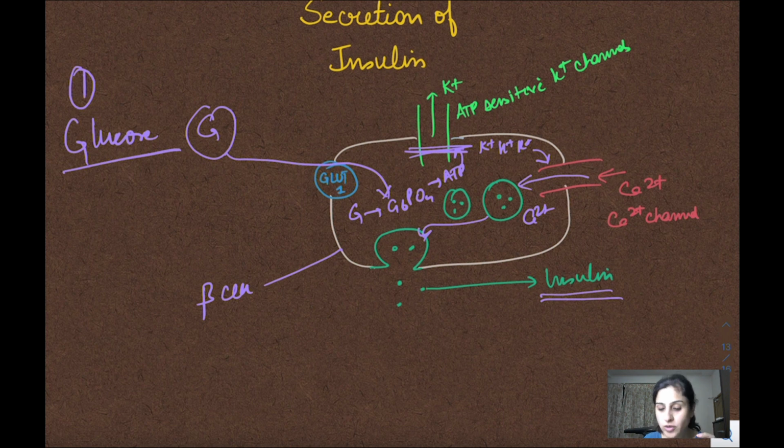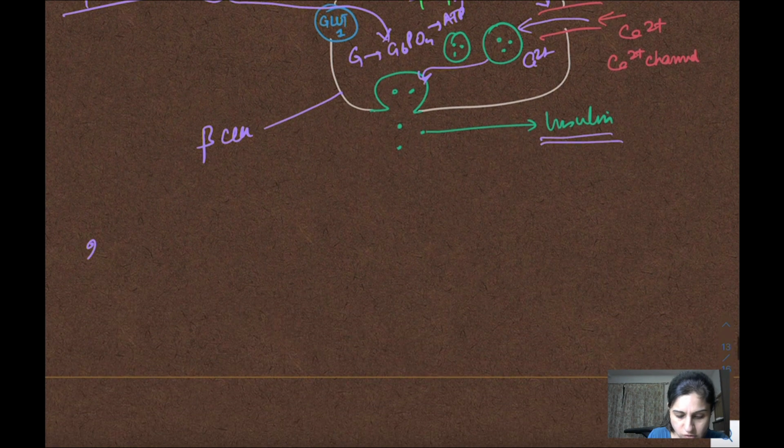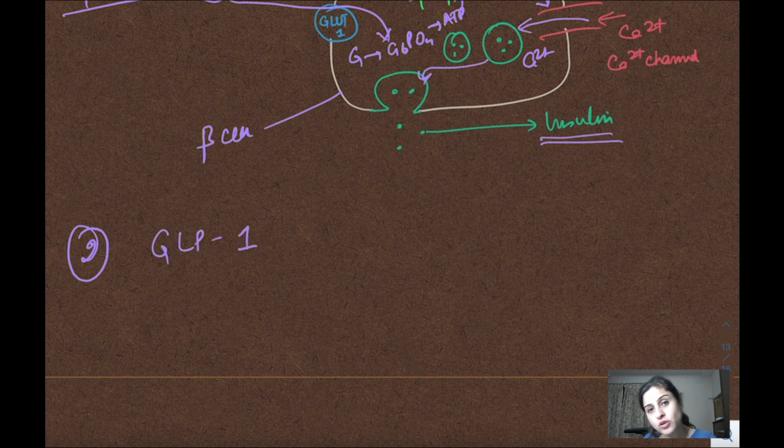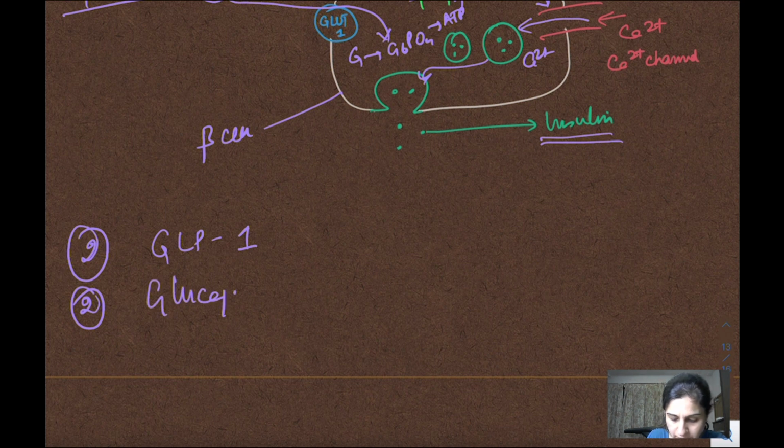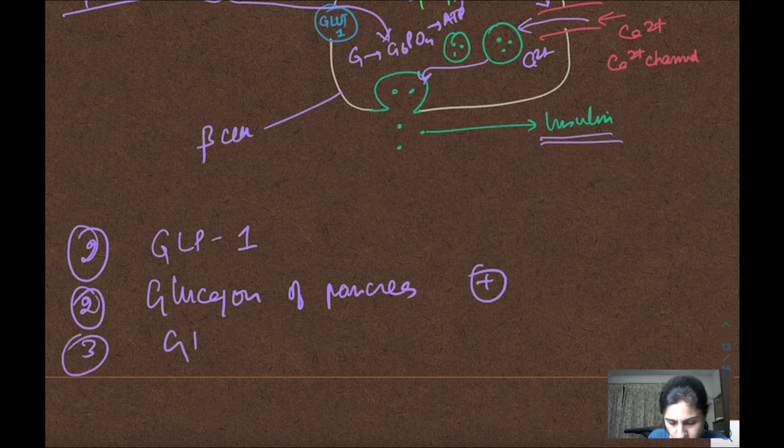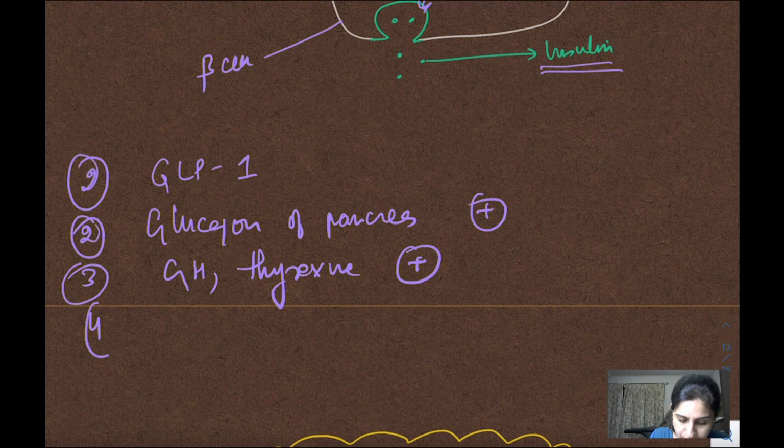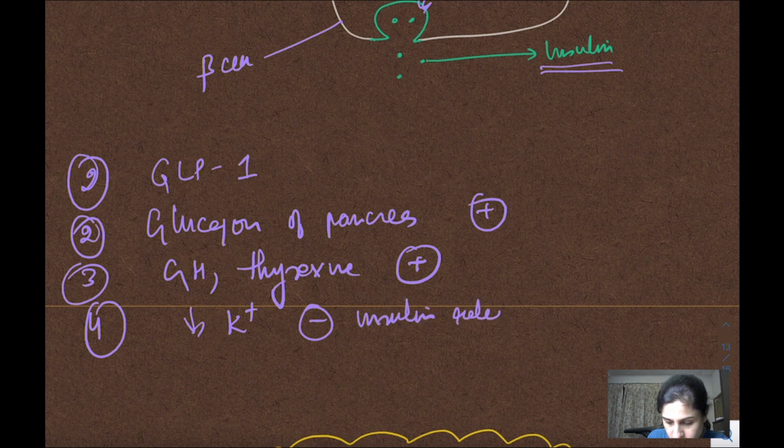Okay, हमने किया था sulfonylureas, they also act here, meglitinides also, they act at this point to block the ATP sensitive potassium channels, right? So this is the primary stimulus for release of insulin. There are other factors which can also cause release of insulin. हमने किया था incretins like GLP-1. They also cause release of insulin. Then glucagon from the alpha cells of pancreas also stimulates the release of insulin. Growth hormone, thyroxine, etc. also stimulate the release of insulin. Hypokalemia, decrease in the potassium levels, inhibits insulin release. This is a very important point: decrease in the potassium levels inhibits insulin release.